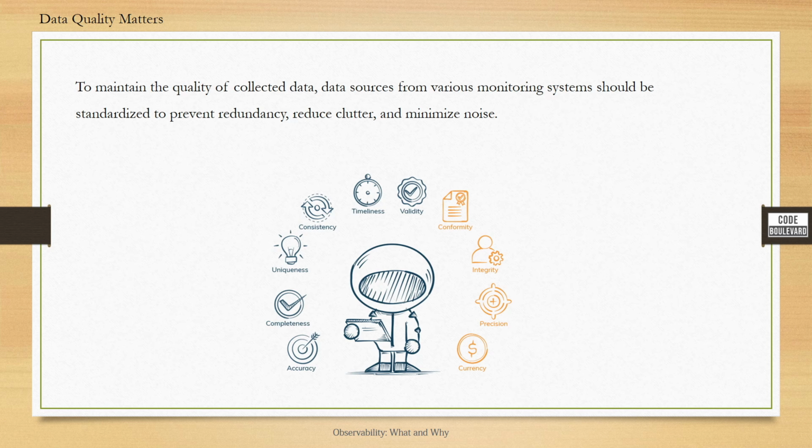Data quality is a critical aspect of an effective observability strategy. To maintain the quality of collected data, data sources from various monitoring systems should be standardized to prevent redundancy, reduce clutter, and minimize noise. Therefore, regular audits help you maintain a streamlined and efficient observability system, such as deleting unused dashboards, alerts, or logging entries.